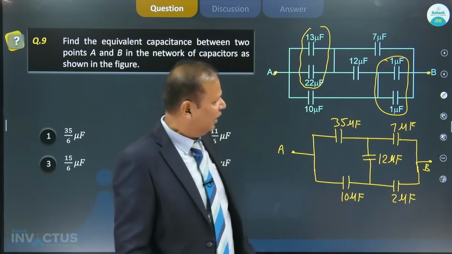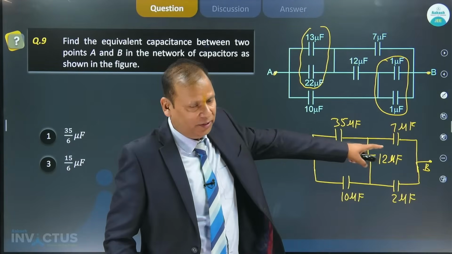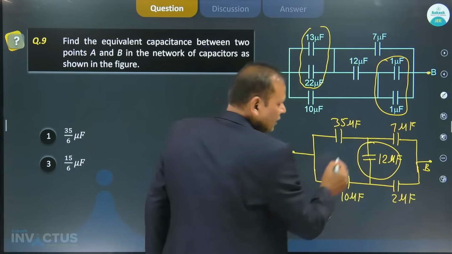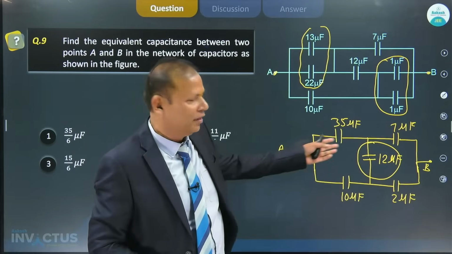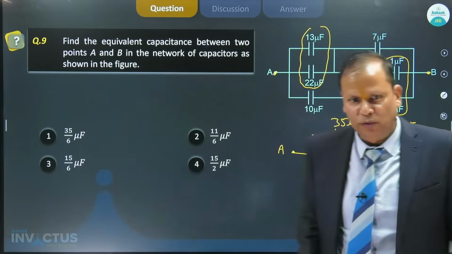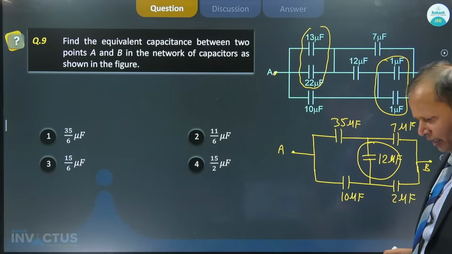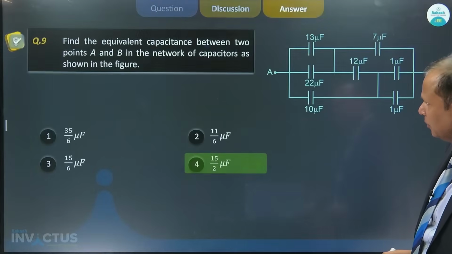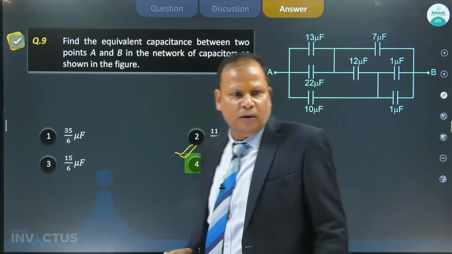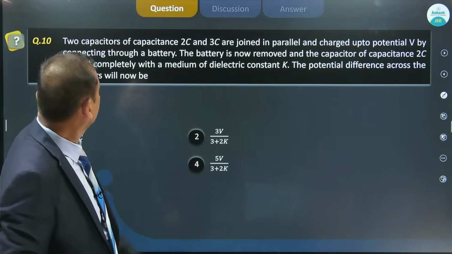You can see, all of you can see, this is a balanced Wheatstone bridge. So there will not be any charge on this. Now you can calculate the equivalent capacitance. So I leave the calculation part to you, and let's see the answer. The answer is this. So let's move on to the next problem.